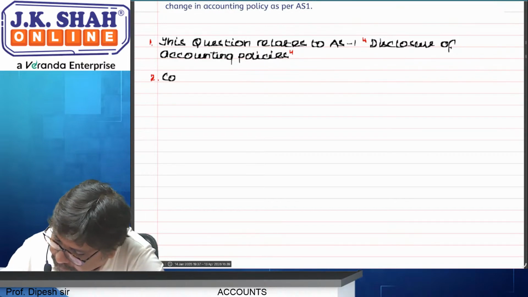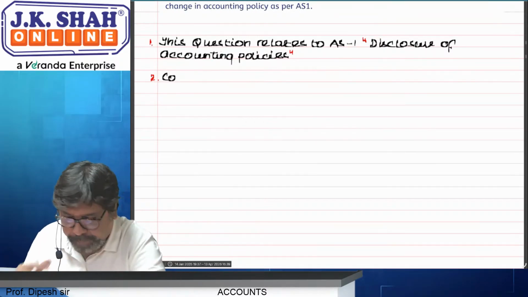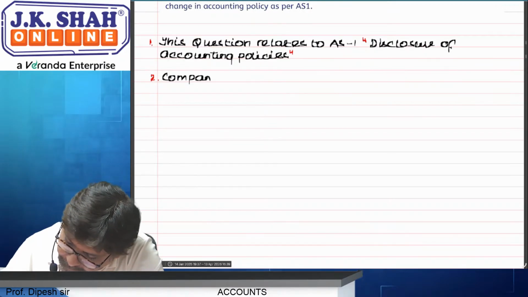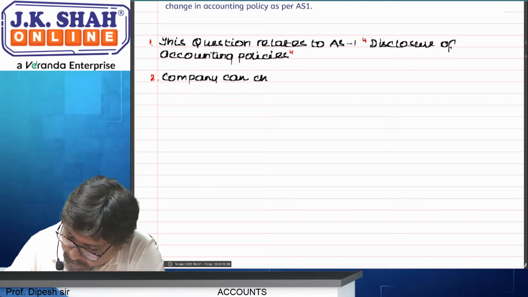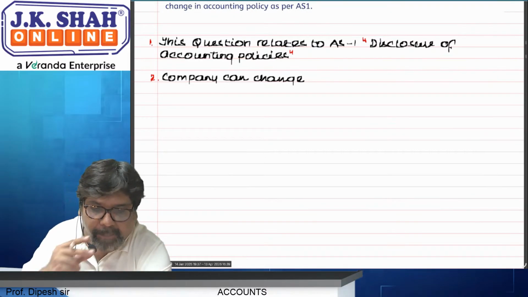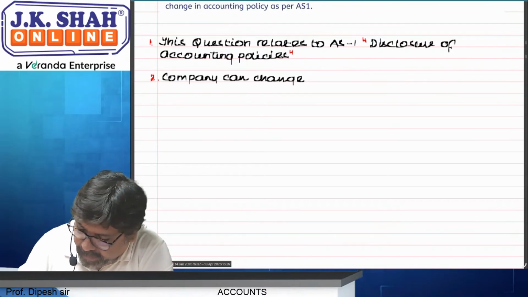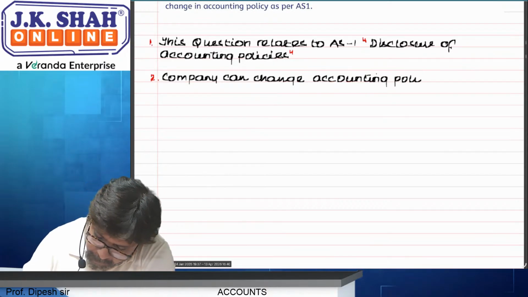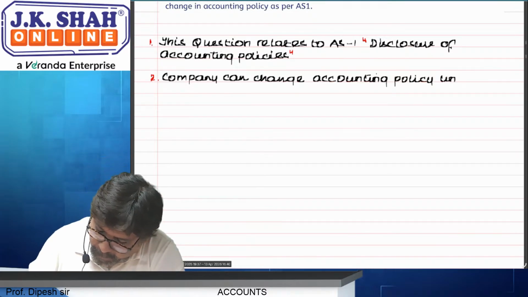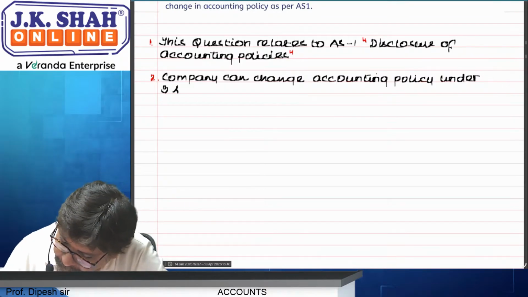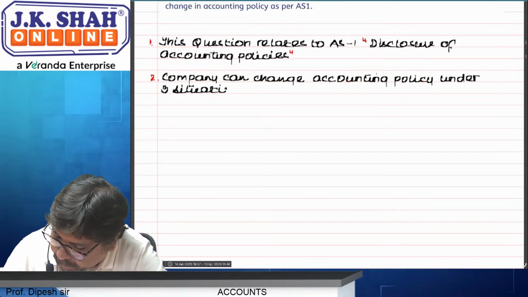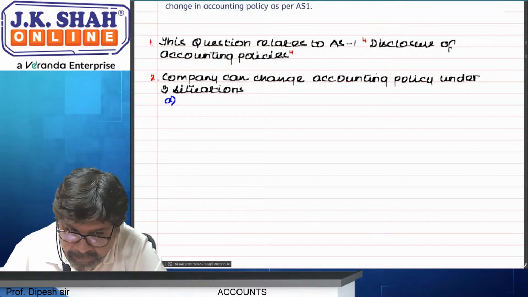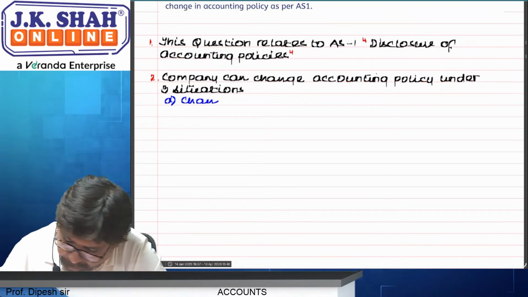So para 2 is provision. Now, company can change accounting policy under three situations. A, due to change in law.